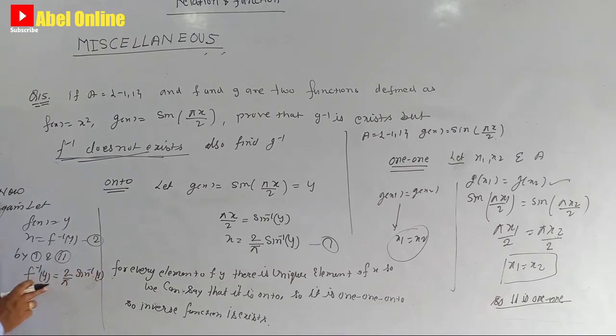So if we are having x here, we can say that f inverse x = (2/π) sin inverse x. So students, this is the inverse of g. Okay, so it is g inverse.